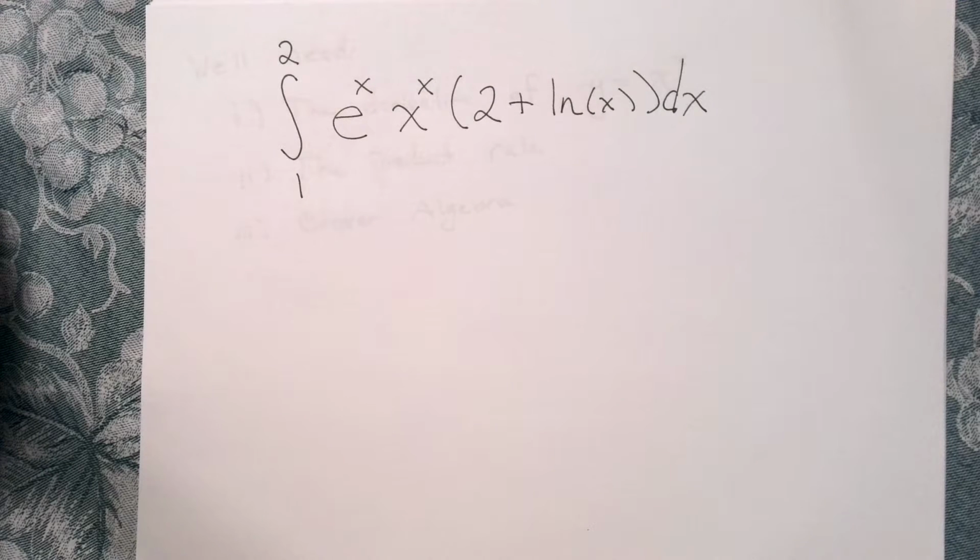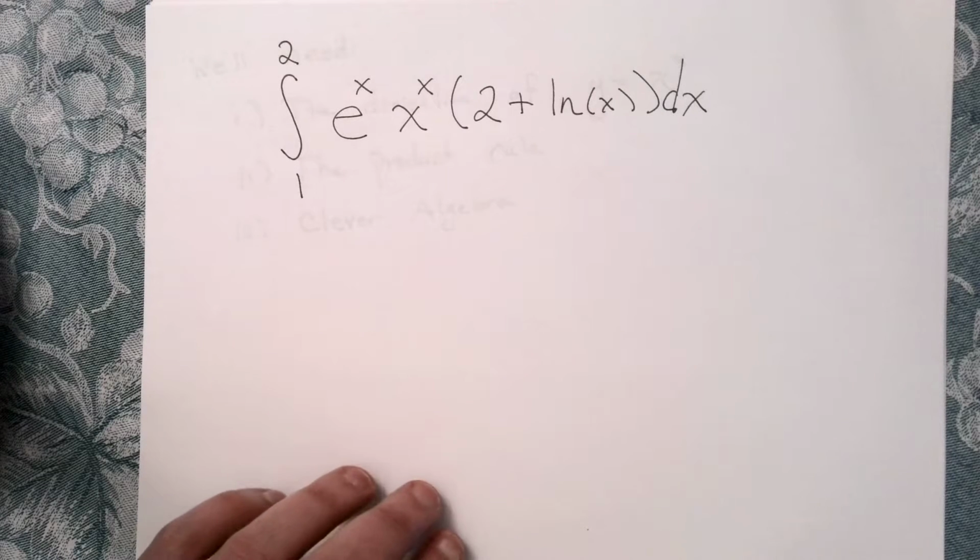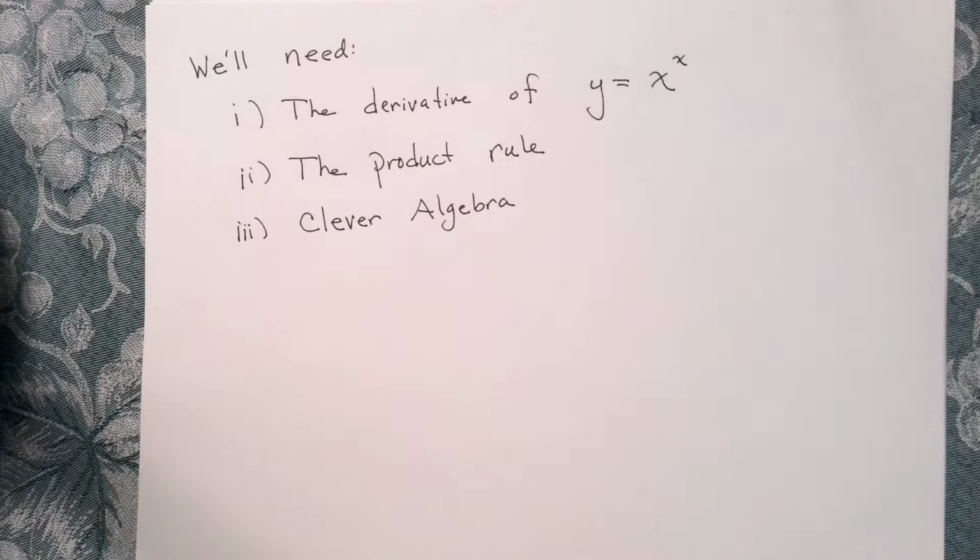Hey everybody, welcome back. So today we've got an odd looking integral here that we want to compute. We've got the integral from 1 to 2 of e to the x to the x times the quantity 2 plus the ln of x. In order to get our hands on this quantity, we're going to need some tools.